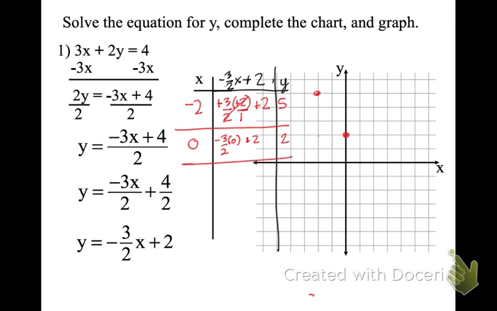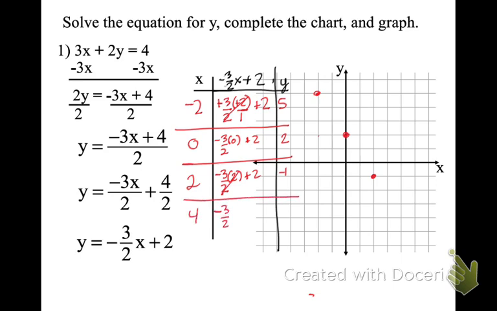There we go. Let's go to positive 2. Negative 3 over 2 times 2 plus 2. Now notice these cancel. Negative 3 plus 2 is negative 1. So I start at my origin. It's 1, 2, down 1. Notice this is making a line. If you want to go one more, you can go to 4.